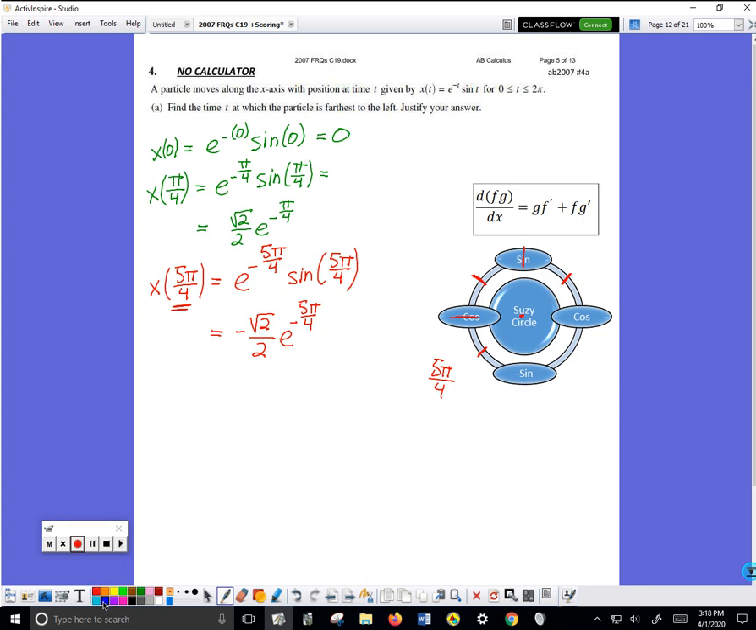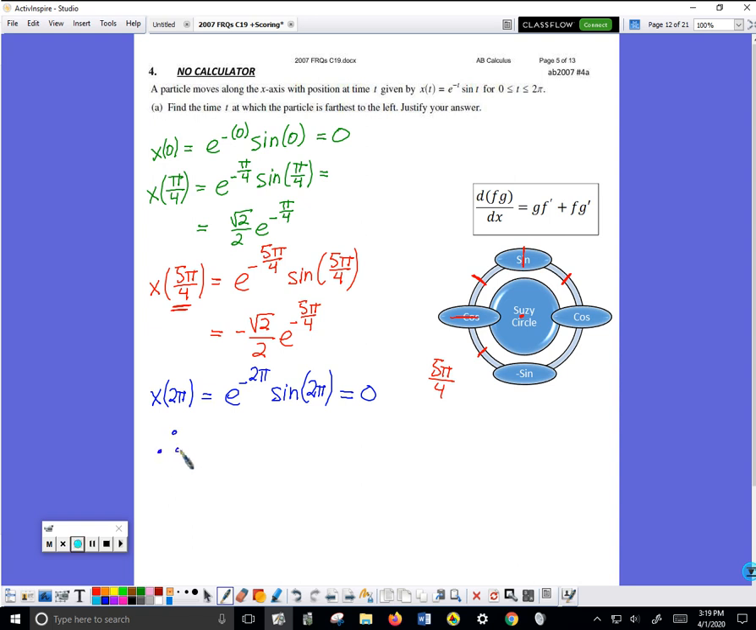I have one more candidate to test. Angle of 2 pi is right here. The sine at this point, I do not go up or down from the center, so this would be 0 times this is also 0. I now have my answer.